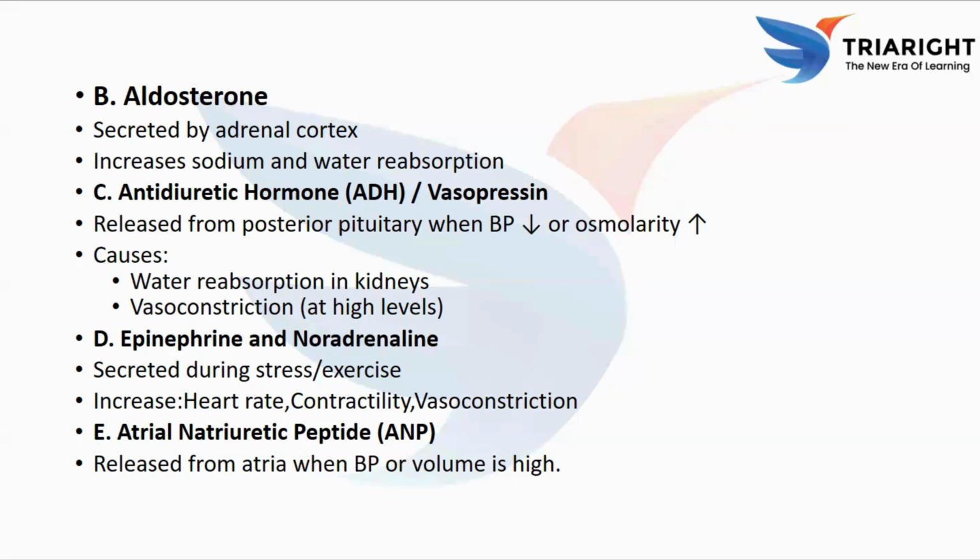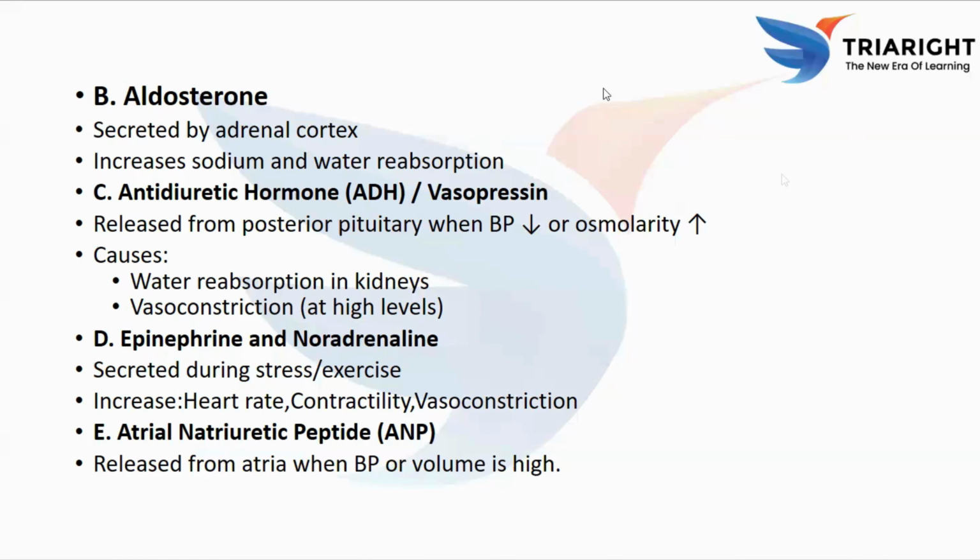And the last hormone is atrial natriuretic peptide, ANP. This atrial natriuretic peptide is secreted by the atria of the heart. When the blood pressure or volume is too high, this hormone gets secreted. So what is the function of this ANP hormone? It causes the excretion of sodium and water in the urine. It also dilates the blood vessels, where both actions lower the blood volume and the blood pressure.